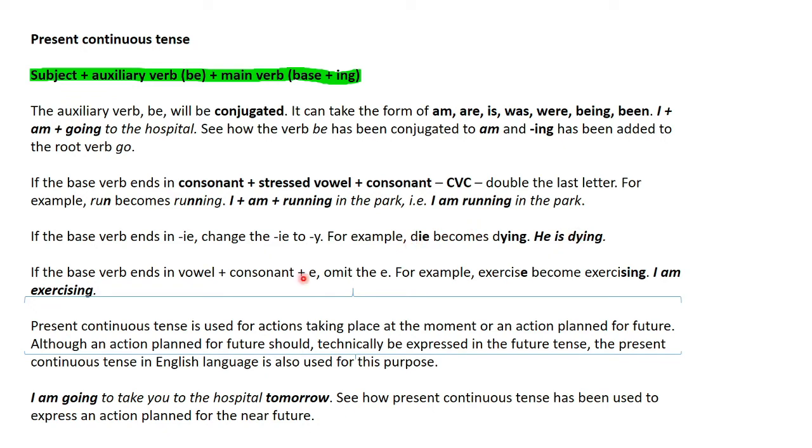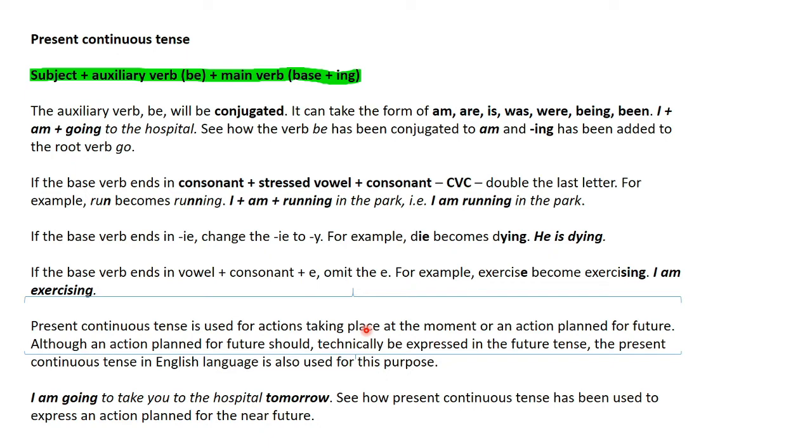Another rule to remember is that if the last three letters of the main verb follow the vowel plus consonant plus e pattern, we should remove this e and add the suffix ing to make its present participle. As in this example, exercise is a vowel followed by a consonant s followed by e. E is removed and ing is added instead. So exercise becomes exercising. I am exercising. Subject, auxiliary, present participle.